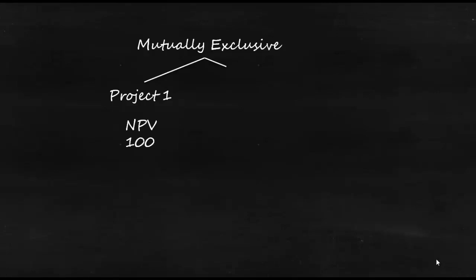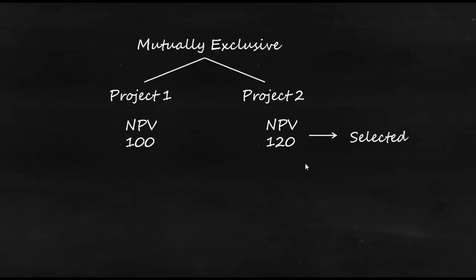Let's say there are two mutually exclusive projects. In the case of two mutually exclusive projects, we have to see the NPV of both projects. Let's say project 1 has an NPV of 100 and project 2 has an NPV of 120. In this case, both projects are giving positive NPVs, so which project should we go with? We should go with the project which carries the highest NPV. So only that project will be selected.